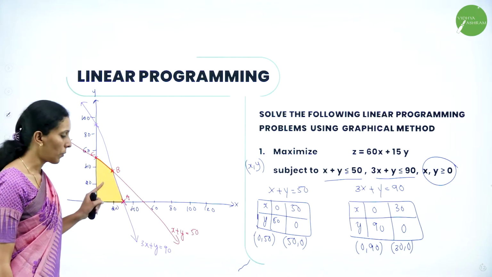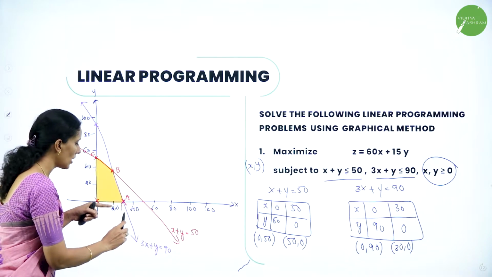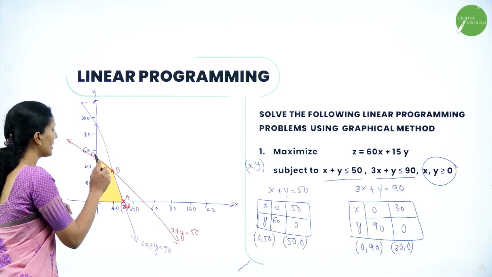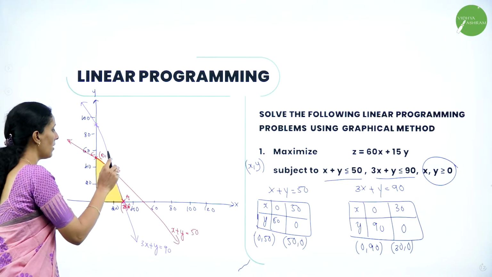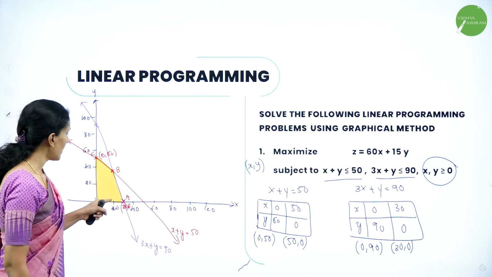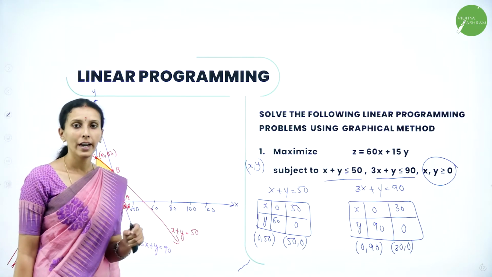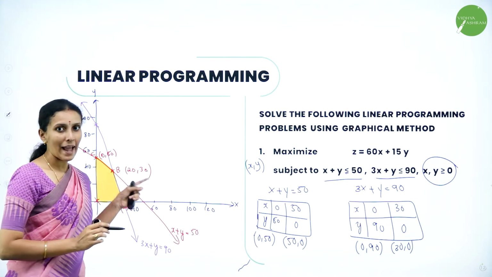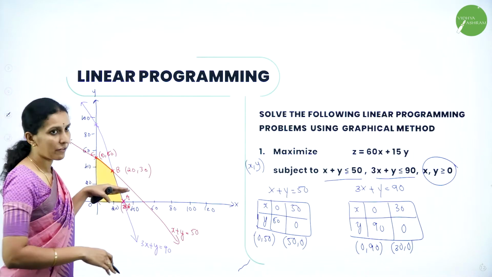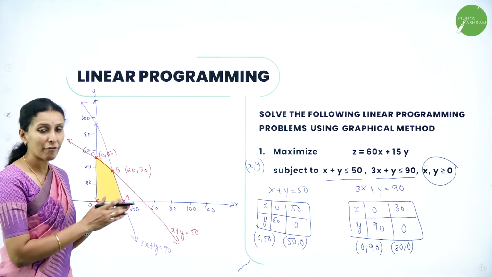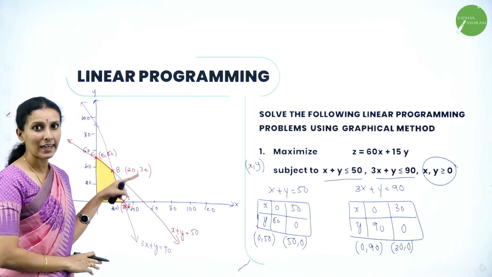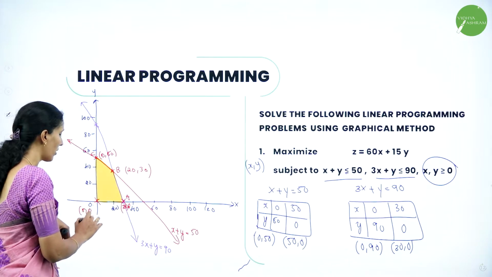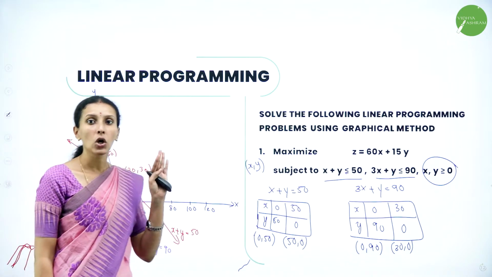When you look at the graph properly, this point is actually (30, 0). This point is actually (0, 50). Now, looking at the intersection of the x value and y value, you will get the point B as (20, 30). Here my diagram may differ, but when you draw it exactly on graph paper, your point will be exactly (20, 30). This is (0, 0), the origin. These points are called the corner points.